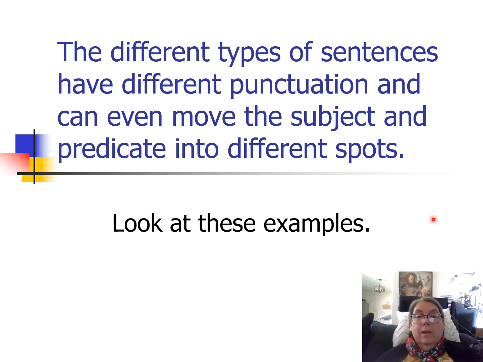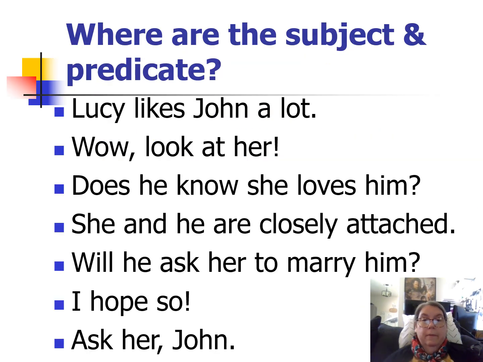So we looked at the different punctuation for the different types, and the predicates and subjects often are in different places. So let's look at the subject and predicate in these sentences. "Lucy likes John a lot. Wow, look at her. Does he know she loves him? She and he are closely attached. Will he ask her to marry him? I hope so. Ask her, John."